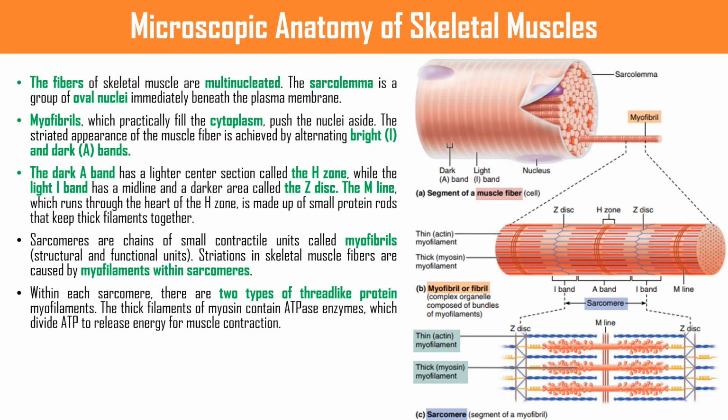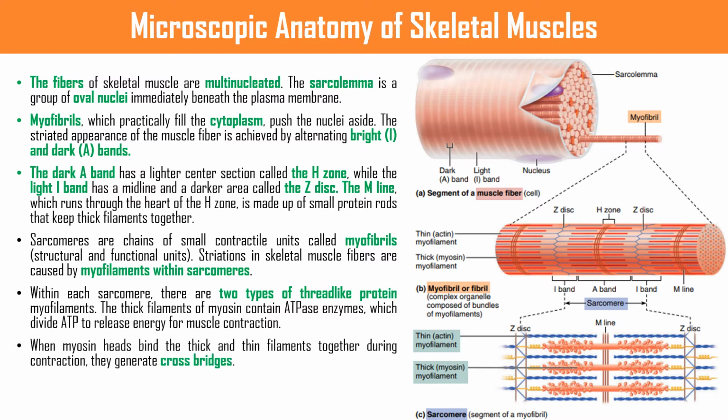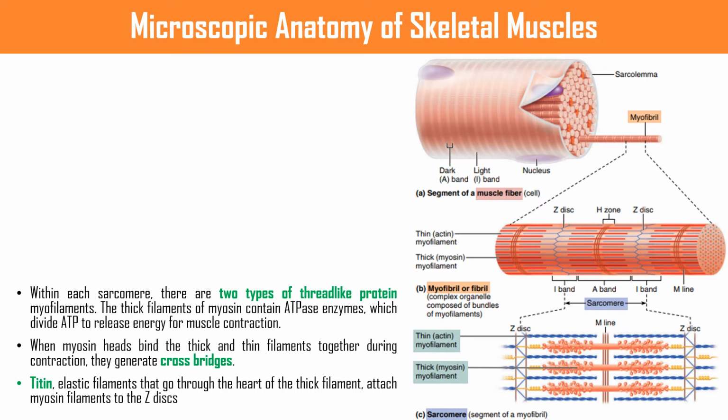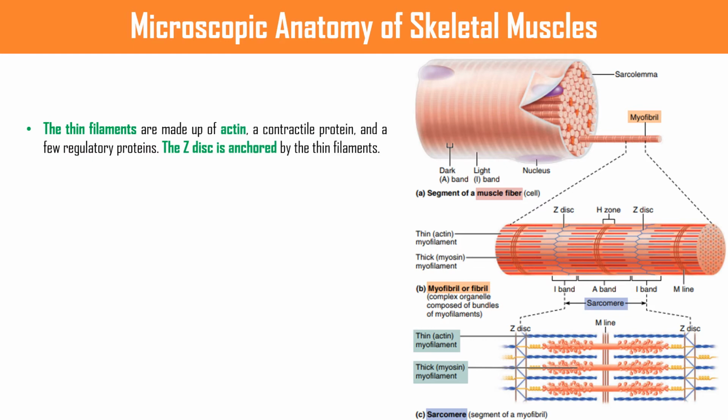Within each sarcomere, there are two types of thread-like proteins, myofilaments. The thick filament of myosin contains ATPase enzyme, which splits ATP to release energy for muscle contraction. When myosin heads bind the thick and thin filaments together during contraction, they generate cross bridges. Titin, an elastic filament that goes through the heart of a thick filament, attaches the myosin filament to the Z disc.